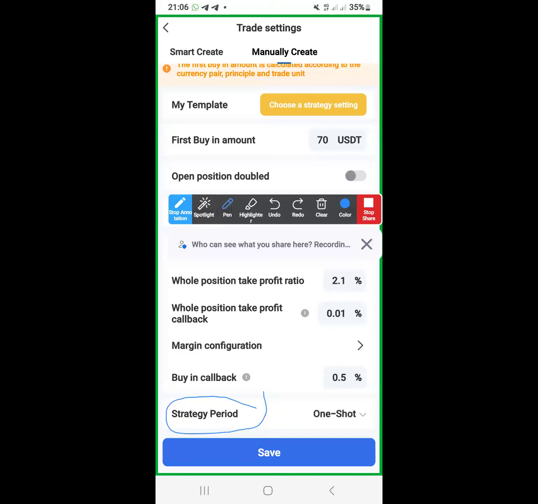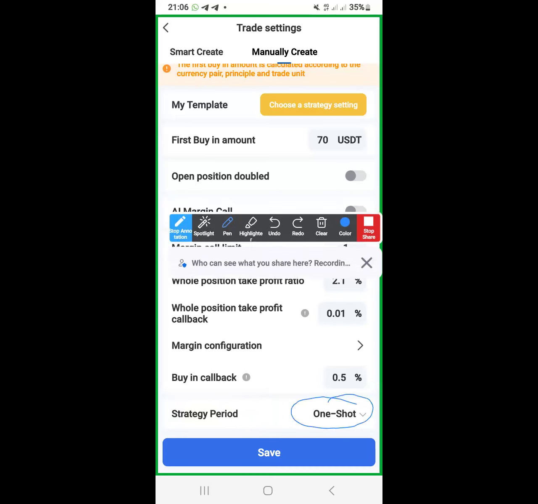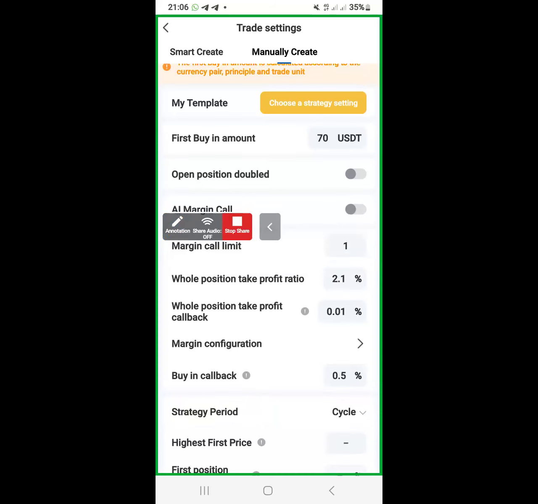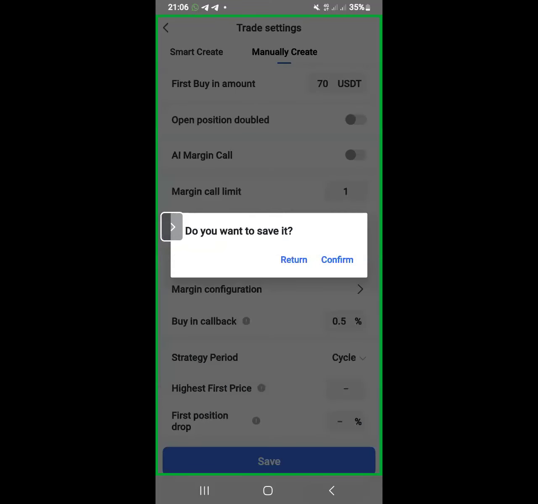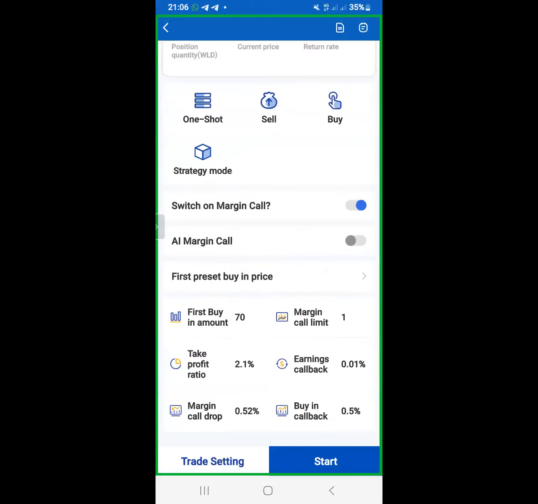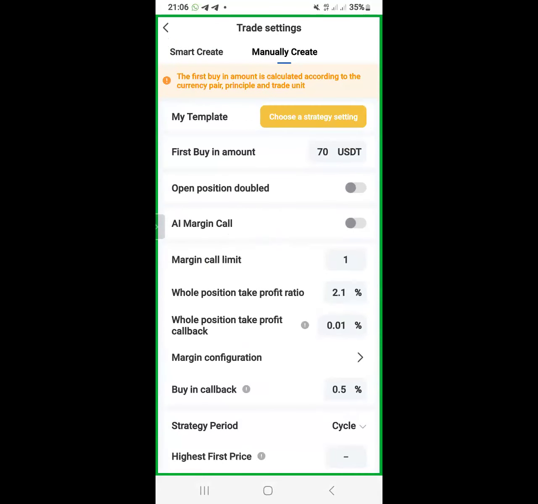You can decide to buy once, and then once you sell, don't buy again. If you want the robot to buy, and then once it sells, it doesn't buy again, you change it to one shot. If you want the robot to sell, and after selling, buy again automatically without your intervention, then you can tap on this part and change to cycle. Simply tap on it and change to cycle. Let it be in cycle. Okay. So as simple as that. That is the part that is on the coin.